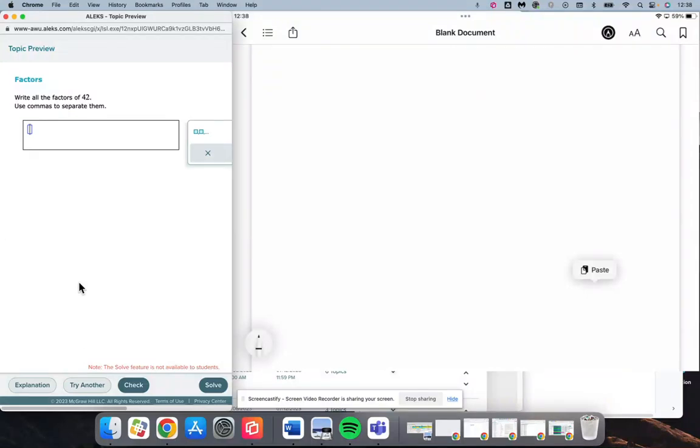So factors, the word factor basically means a number that could be multiplied by another number to make this number. And so we're only talking about whole numbers here. Thankfully, we're not worried about decimals or fractions or any of that because that could get really messy. And so we are asked to provide all the factors of 42.